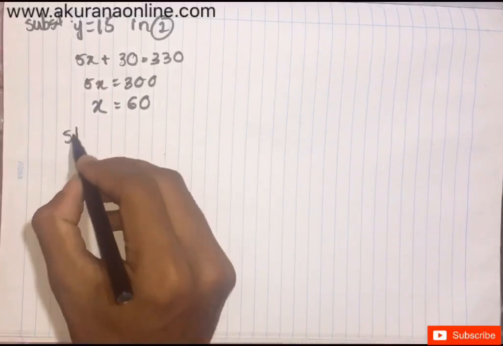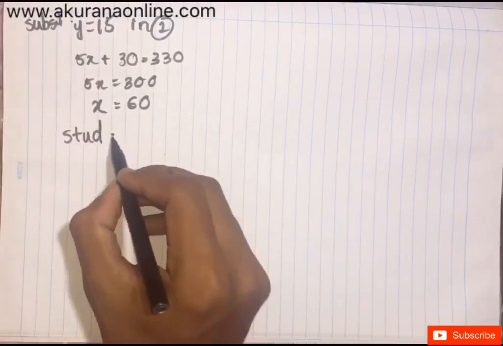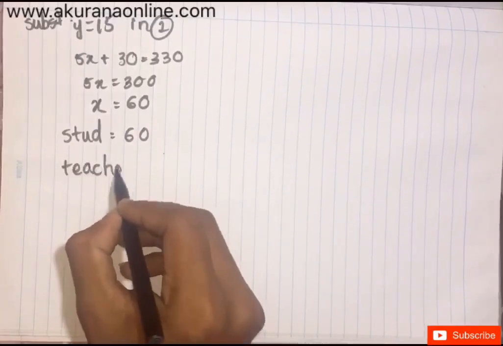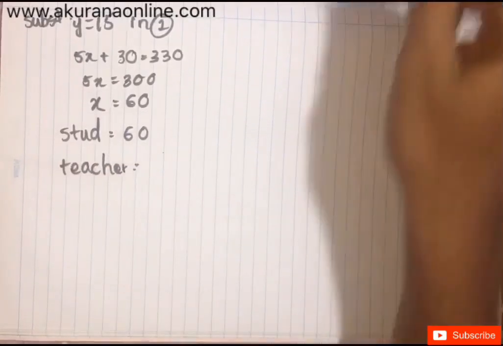Therefore the number of students is 60, and the number of teachers, how much was it? 15.